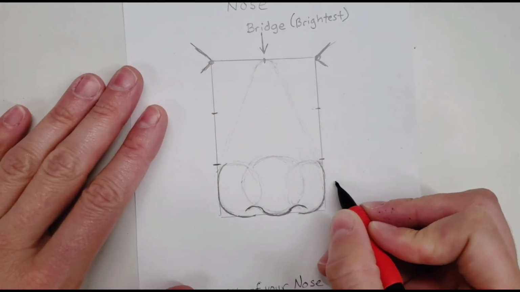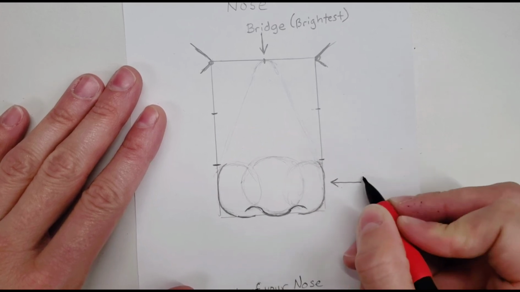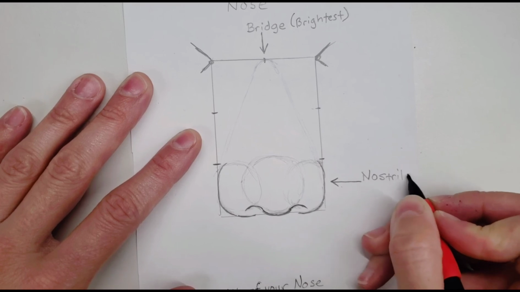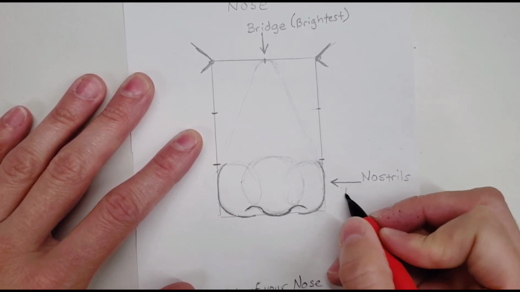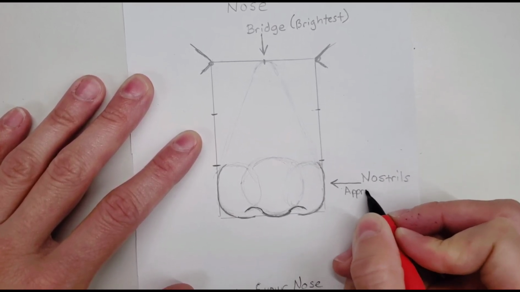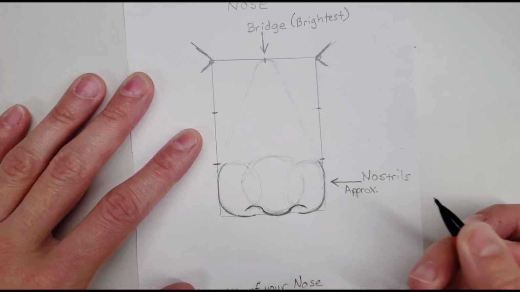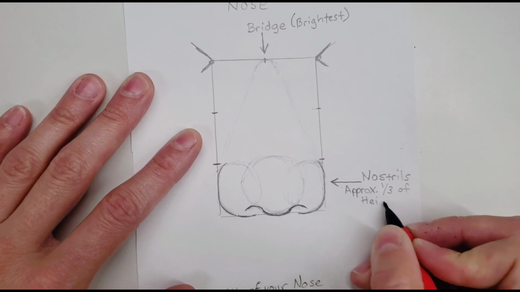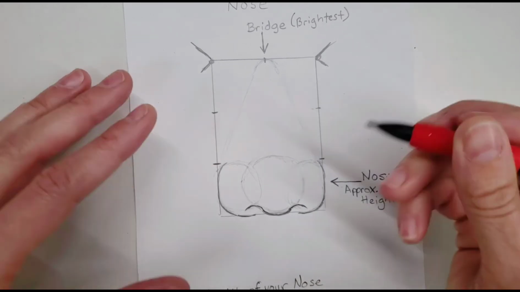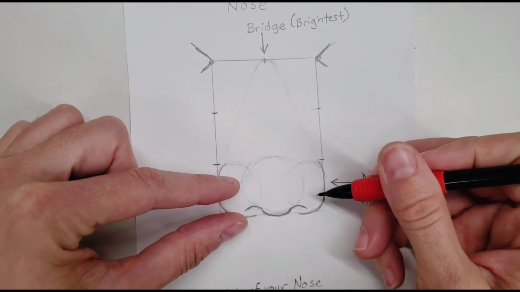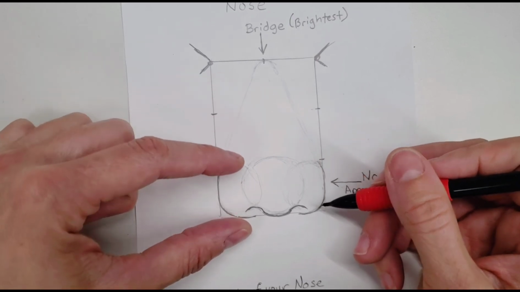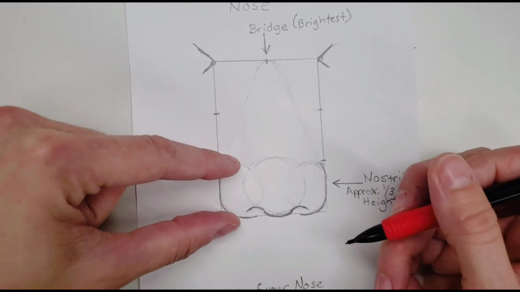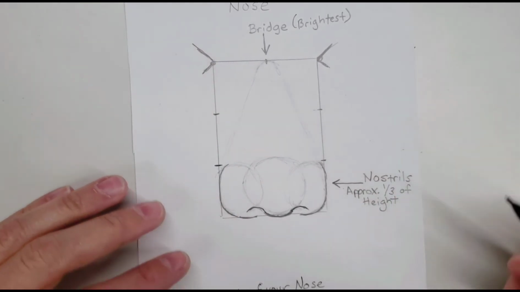Now we can label the nostrils. It's T-R-I-L-S. Let's hope I spelled it correctly. And we're going to say that it is approximately, that means it's pretty close generally, to 1/3 of the height. And I am telling you this because I have seen so many students that made little squished tiny nostrils or great big giant nostrils. So this is a nice general area to put your nostrils, about 1/3. So this is 1 of the thirds.